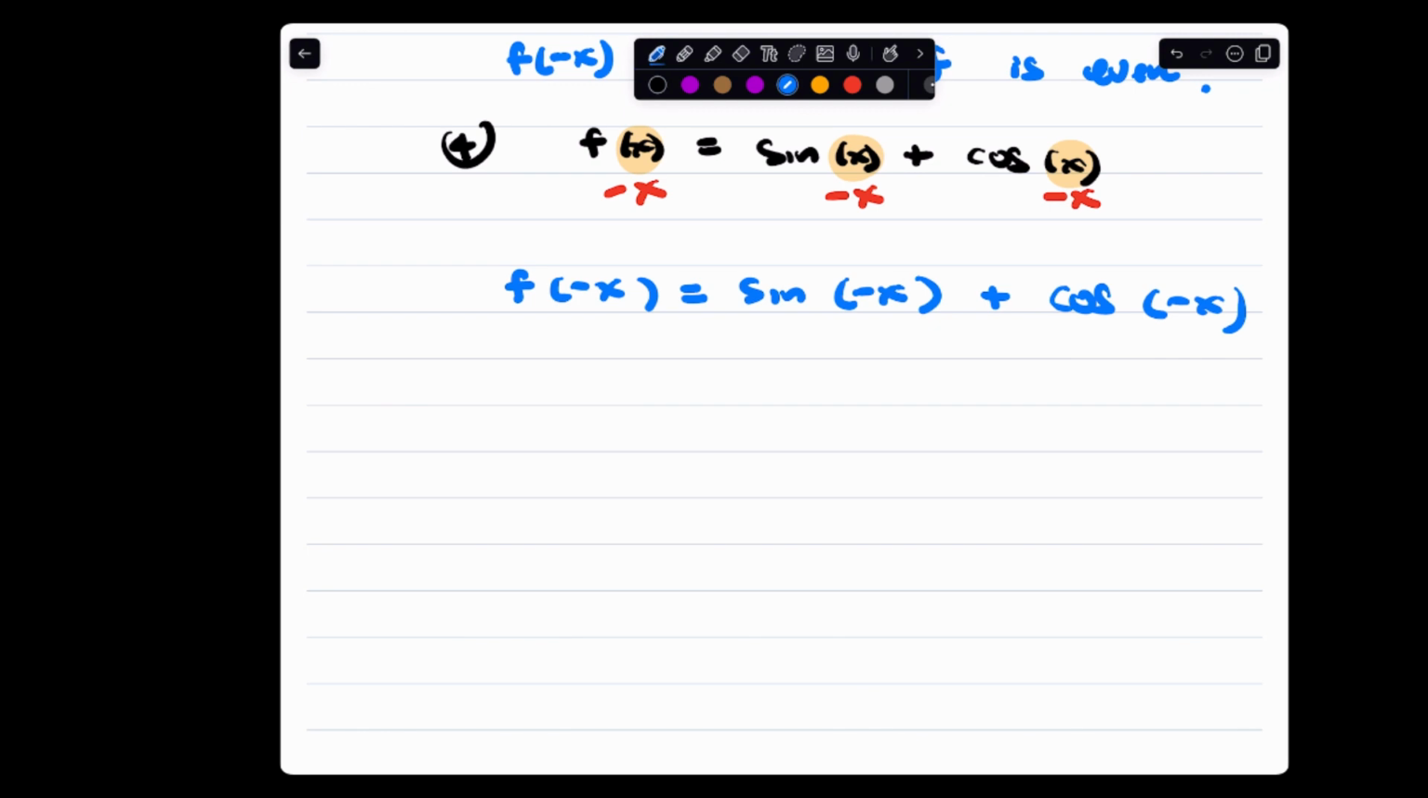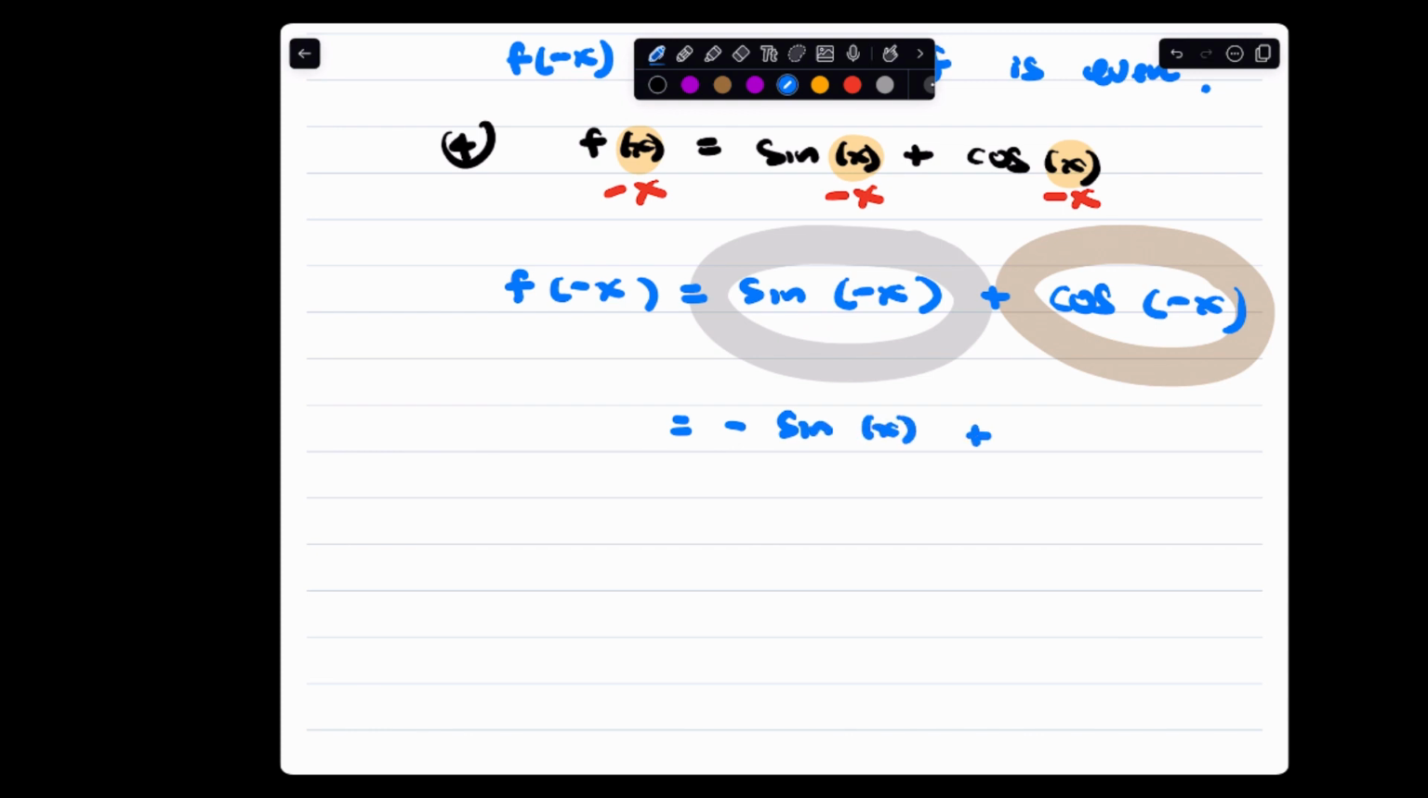Okay, what do you guys know now? You say, what do I have to do? We have to know what sine of negative x is, and we have to know what cosine of negative x is. So what's sine of negative x? Negative sine x. What's cosine of negative x? Cosine x. Good.